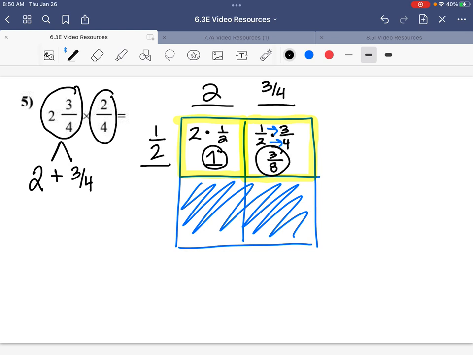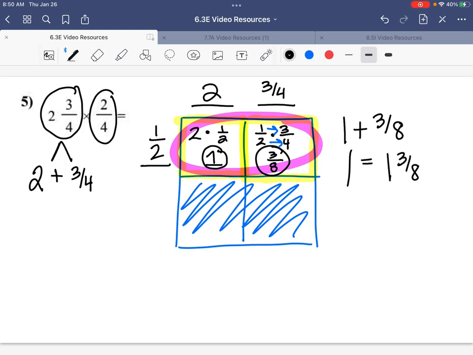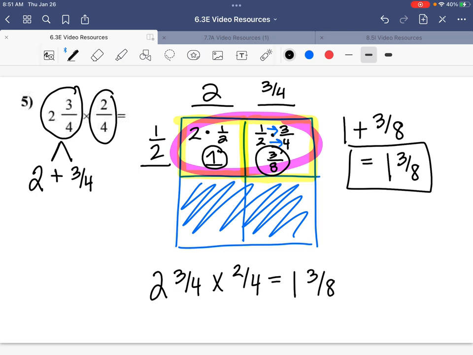And then to get my total product of 2 3/4 times 2/4, all I have to do is now find the sum of all the partial products. So that would be 1 plus 3/8, which will equal 1 3/8. So that tells me that 2 3/4 times 2/4 is equal to 1 3/8. All right, let's look at one more problem.